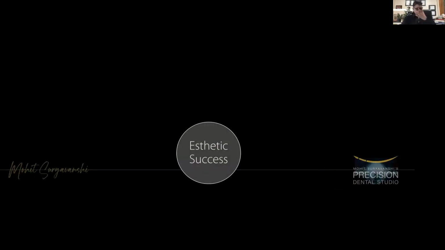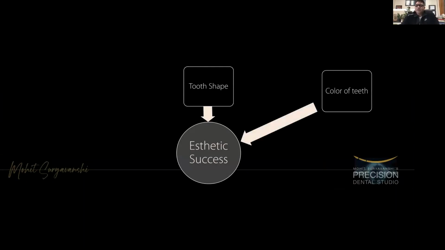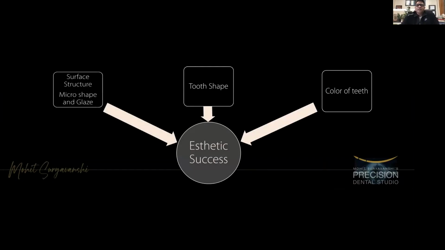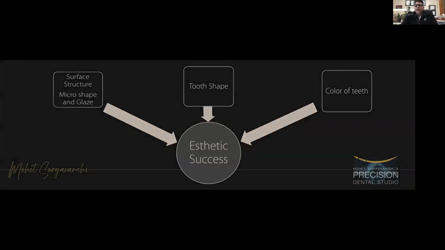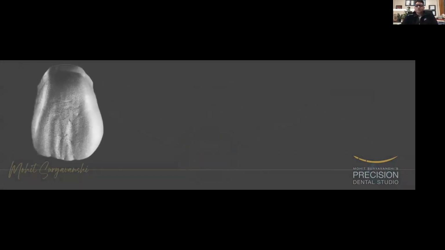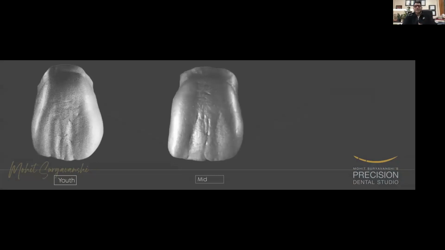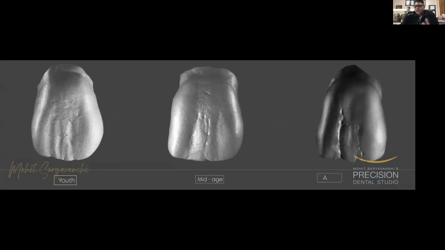The entire goal for us is to achieve aesthetic success. For that, it is important to learn and understand the tooth shape, the color of the tooth, the surface structure or micro shape, and the glaze to make the tooth look as natural as possible. We need to study many things, like the age of the tooth, which makes a significant difference to the overall aesthetics. The shape as well as the color are influenced by the age of the tooth.